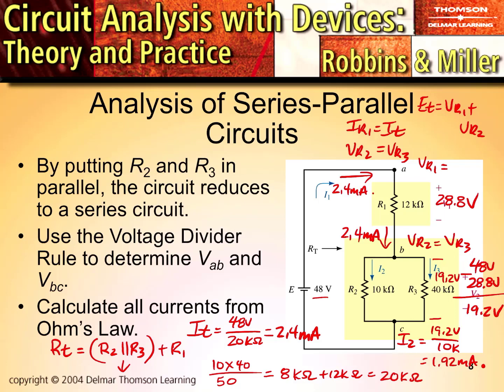We could use subtraction to determine our I3 value, because I3 would equal I total minus I2. So that means you could take 2.4 milliamps and subtract 1.92, and you would get 480 microamps.